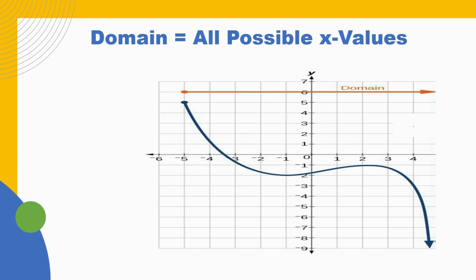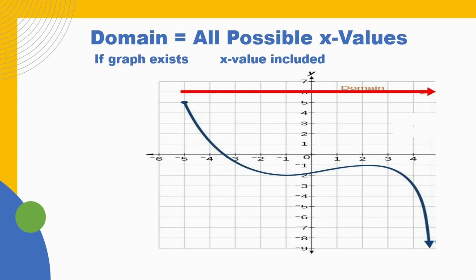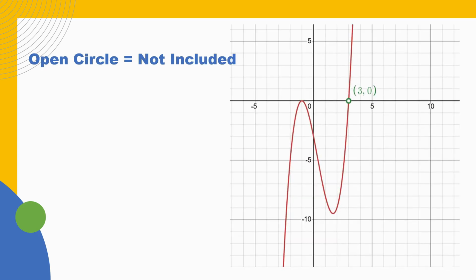The easiest way to read domain from a graph is by scanning from left to right. Wherever the graph exists, include those x values. But you must watch it carefully. An open circle means the graph does not exist at that point. So that x value must be removed from the domain.